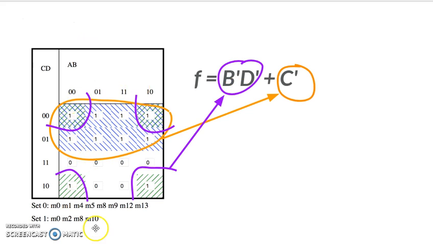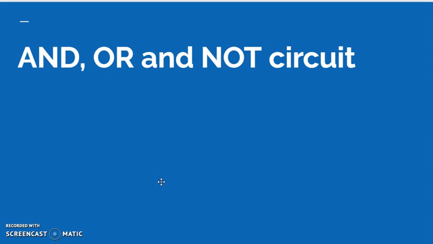This is how we group them. As you can see, the only thing that stays the same is the C naught in the orange circle. In the purple, you compare it here and here, and you compare it here and here. So the one that stays the same is B naught, and here D naught, as you can see.